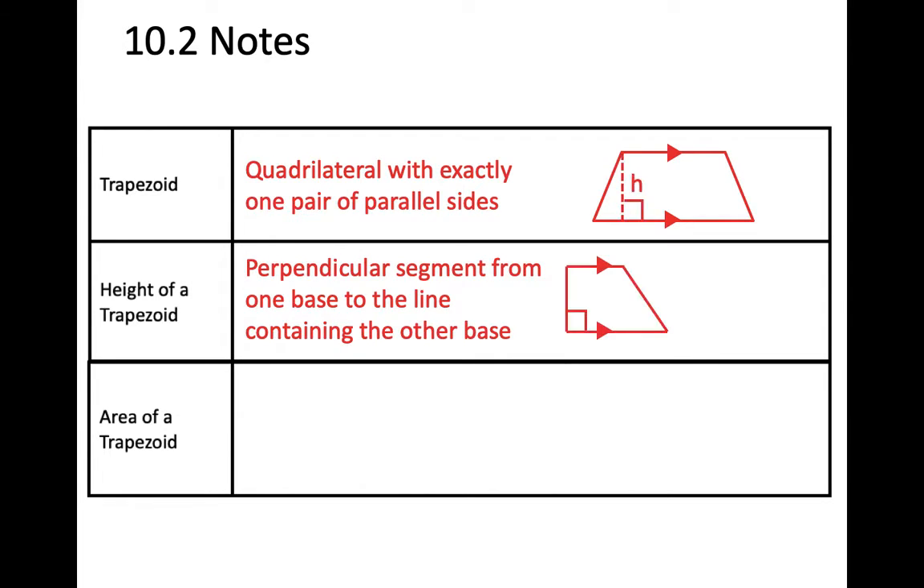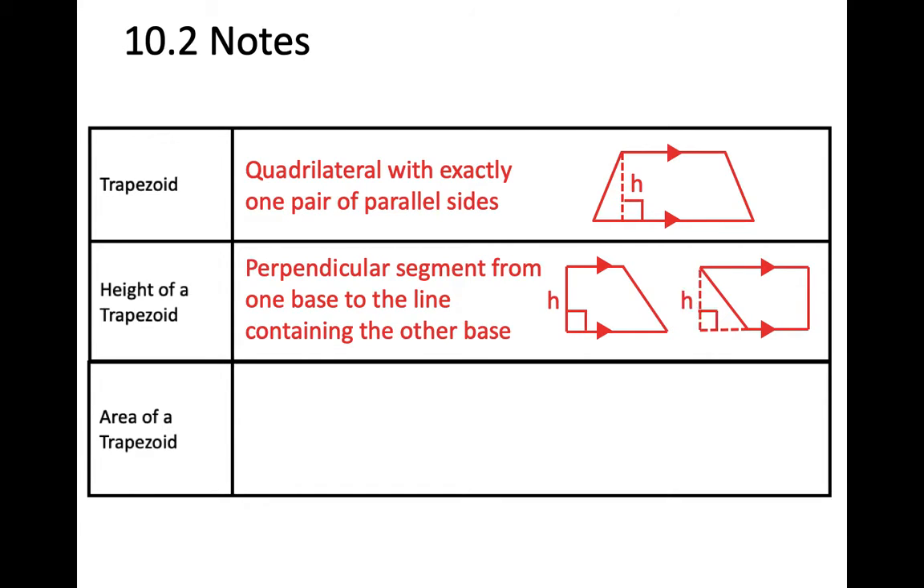Sometimes the height is going to be on the trapezoid. If it's a right angle trapezoid, then for example, that is the height because it's perpendicular to the base. And depending on how you have it drawn, the height may be outside, because that line, the height, is perpendicular to the line containing the base and the bottom.